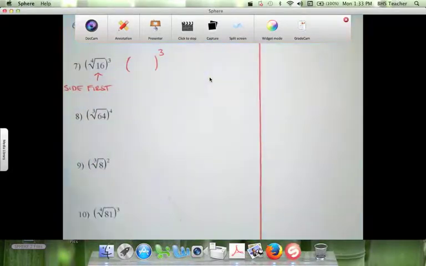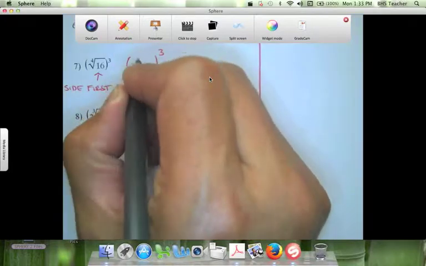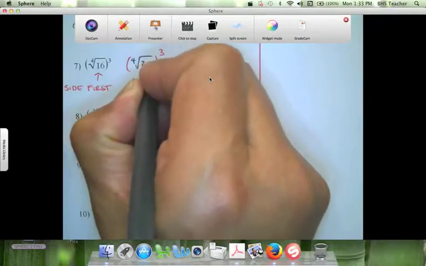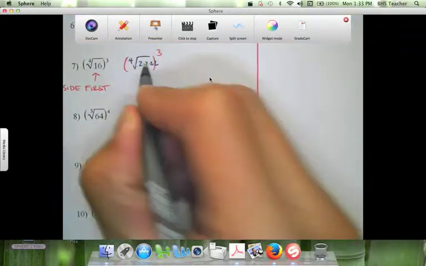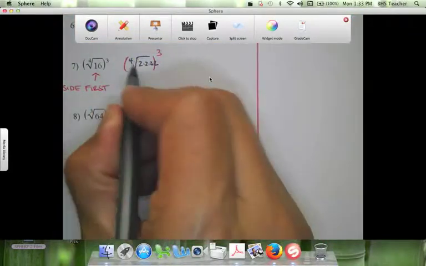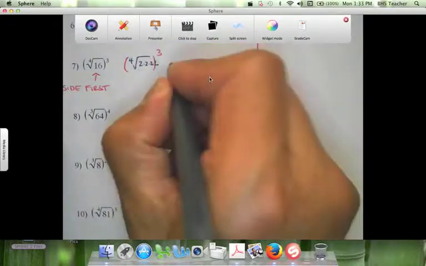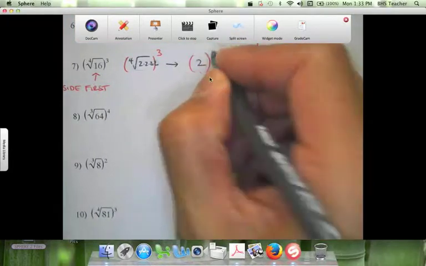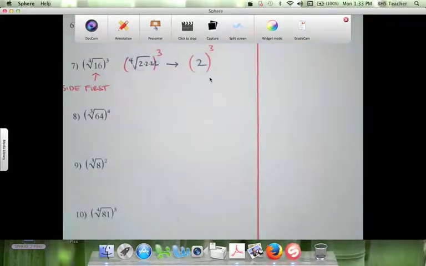3 stays on the outside. That means that 16 is 2 times 2 times 2 times 2, 4 times. But the answer for this inside part is just 2. So you get 2 as the value for the inside, and then you have a 3 on the outside. Well, now you just do 2 to the power of 3.